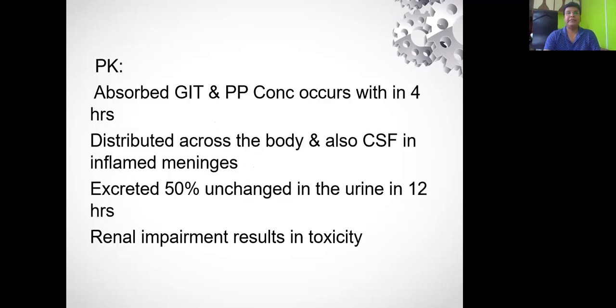And apart from that, the pharmacokinetics is that it is very well absorbed across the GIT, and the peak plasma concentration occurs within 4 hours. And it is distributed across the body and also into the cerebrospinal fluid, especially when there is meningeal inflammation. So whenever there is inflammation of the meninges or leptomeninges, this particular drug will percolate into the cerebrospinal fluid. And not only that, this particular drug is excreted 50% unchanged in the urine in 12 hours. Hence, the excretion is actually through the kidney. So any renal impairment will result in toxicity of the drug. So we have to be very careful when we give this drug, especially in impaired renal disease, renal failure, or a quiescent renal disease.